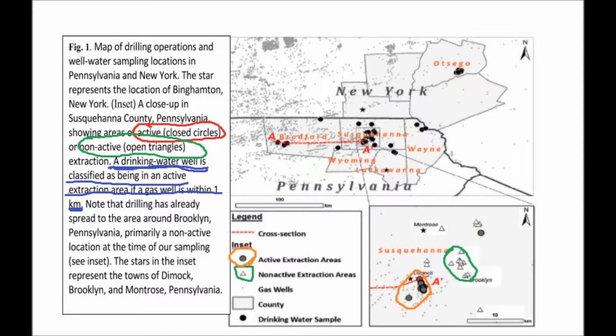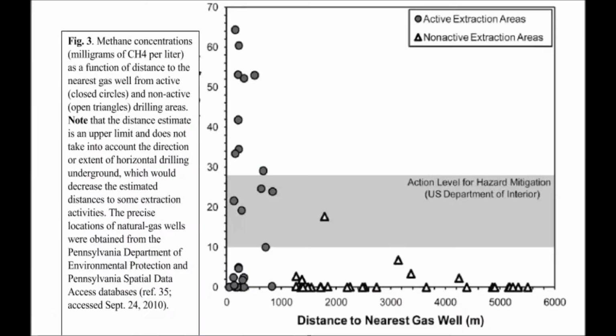Figure 1 simply shows the distribution of active and non-active fracking sites throughout New York. It was used to graph methane concentrations vs distance to the nearest gas well. In figure 3, there is plenty of evidence that the closer a drinking water sample is to an active fracking well, the higher the methane contamination is.